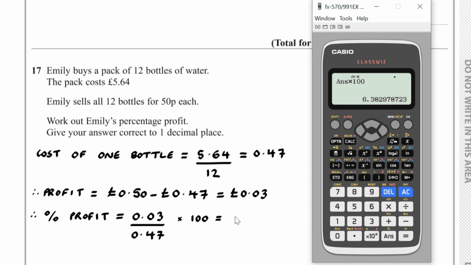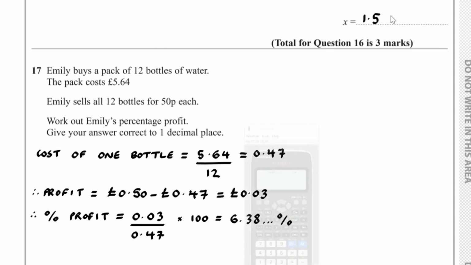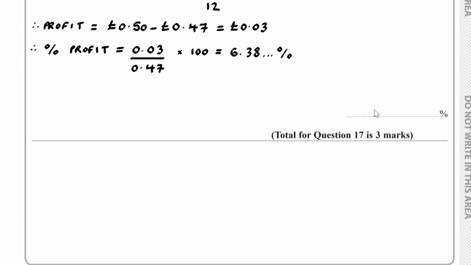It turns out we get 6.38 etc. percent. We want to give this to one decimal place, so we have 6.4 to one decimal place.